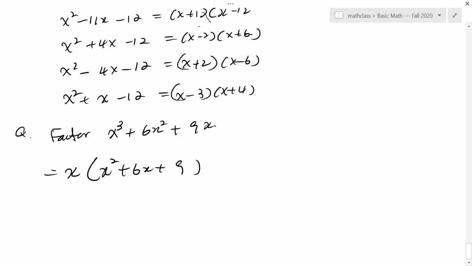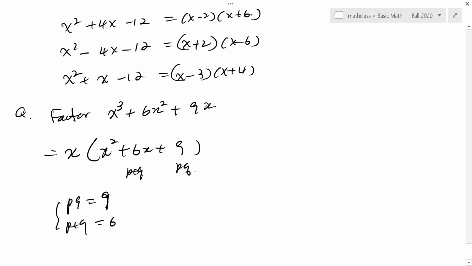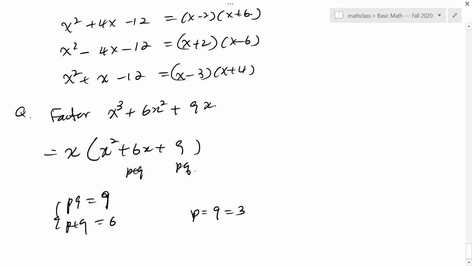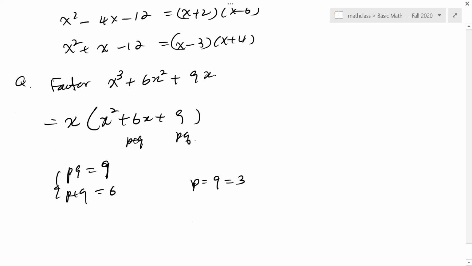Now actually here, if you don't use the above formula, you still can factor it. So p plus q and p times q: p times q should be equal to 9, and p plus q should be equal to 6. So what are the integers whose product is 9 and whose sum is 6? It's easy: p equals q equals 3, since 3 squared is 9. So that's why it's x plus 3 and x plus 3. Good.